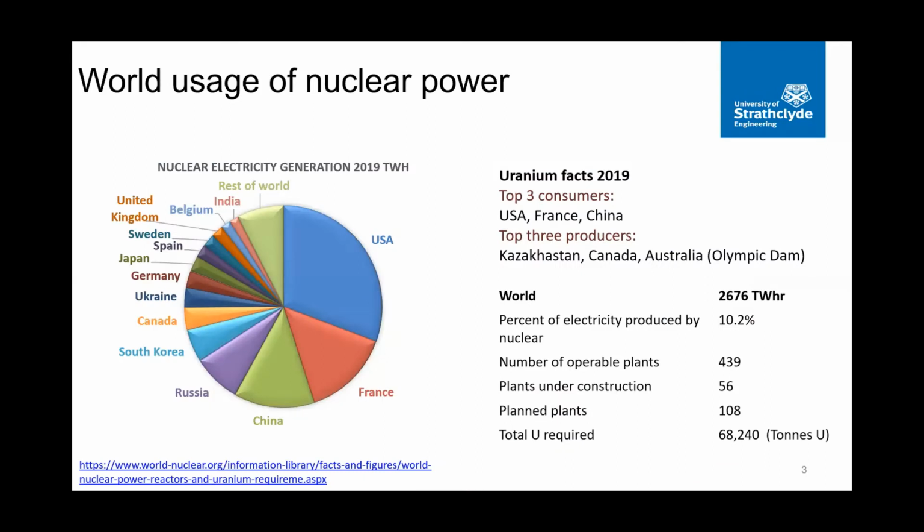Here's a quick slide showing the world usage of nuclear power. The top 3 consumers of uranium are the USA, France, and China. But the top 3 producers are Kazakhstan, Canada, and Australia. Kazakhstan and Australia do not currently have any working nuclear reactors. Australia has a research reactor, and the Olympic Dam, as a co-product mine with copper, has the highest resource of uranium in the world. There are 439 operational plants requiring a total of 68,000 tons of uranium, and those figures are correct as of 2019.